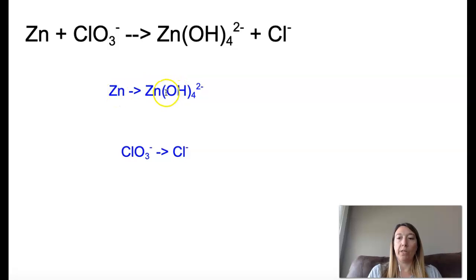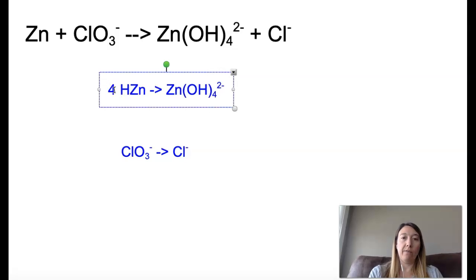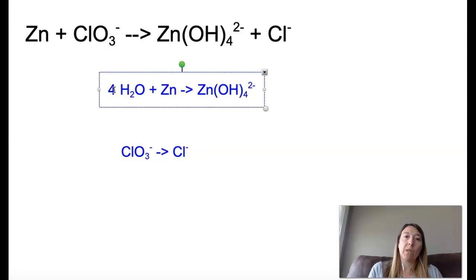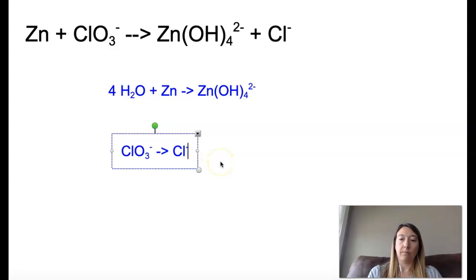We have 1 zinc and 1 zinc. We don't need to worry about the zincs. We have 1 chlorine and 1 chlorine. Don't need to worry about chlorines. Oxygen-wise, we have 4 here. So we are going to have to add 4 waters to that. Here we have 3 O's, so we are going to have to add 3 waters to this side.